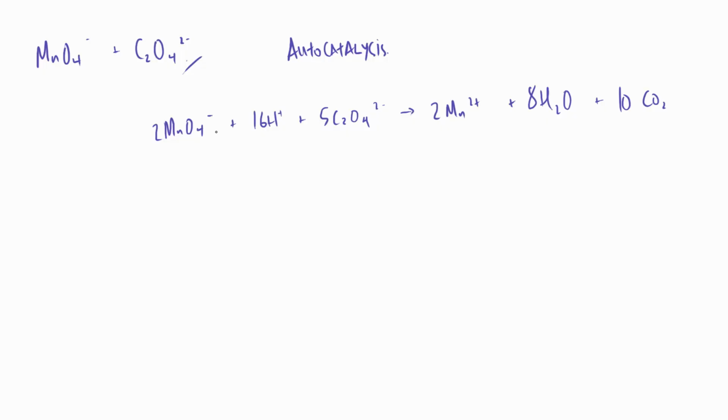And what happens is, initially this reaction has to happen. You have to produce the manganese 2 plus. So this is the initial reaction, regardless how you look at it. But then the manganese 2 plus gets involved, and it reacts directly with the manganate ion. And again, not a particularly short one here.